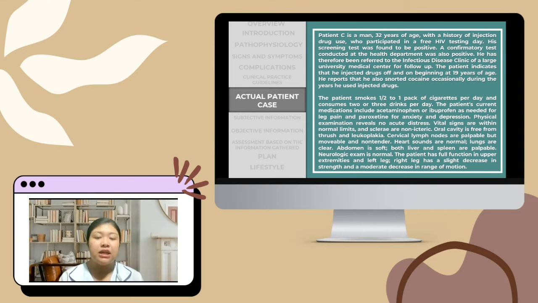The physical examination reveals no acute distress, vital signs are within normal limits, and sclerae are non-icteric. Oral cavity is free from thrush and leukoplakia. Cervical lymph nodes are palpable but movable and non-tender. Heart sounds are normal. Lungs are clear. Abdomen is soft, both liver and spleen are palpable, neurologic exam is normal, the patient has full function in upper extremities and left leg. However, the right leg has a slight decrease in strength and a moderate decrease in range of motion.